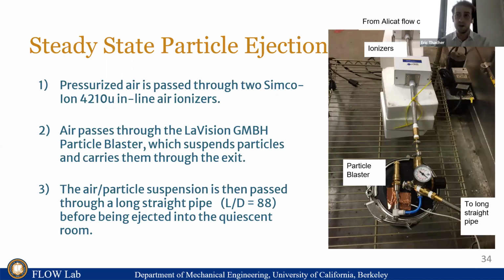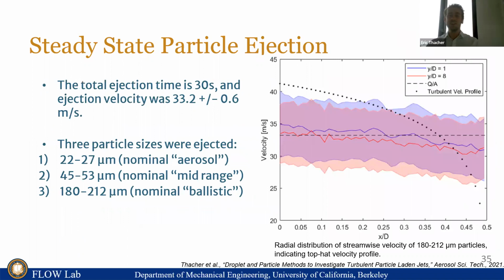So how do we go about having a steady state particle ejection? We have particles inside this particle blaster from Levision. As we inject pressurized air, it goes through inline ionizers, then suspends particles in the particle blaster and carries them out through this long straight pipe before being ejected into the room. We eject particles for 30 seconds. The ejection velocity is 33 meters per second.